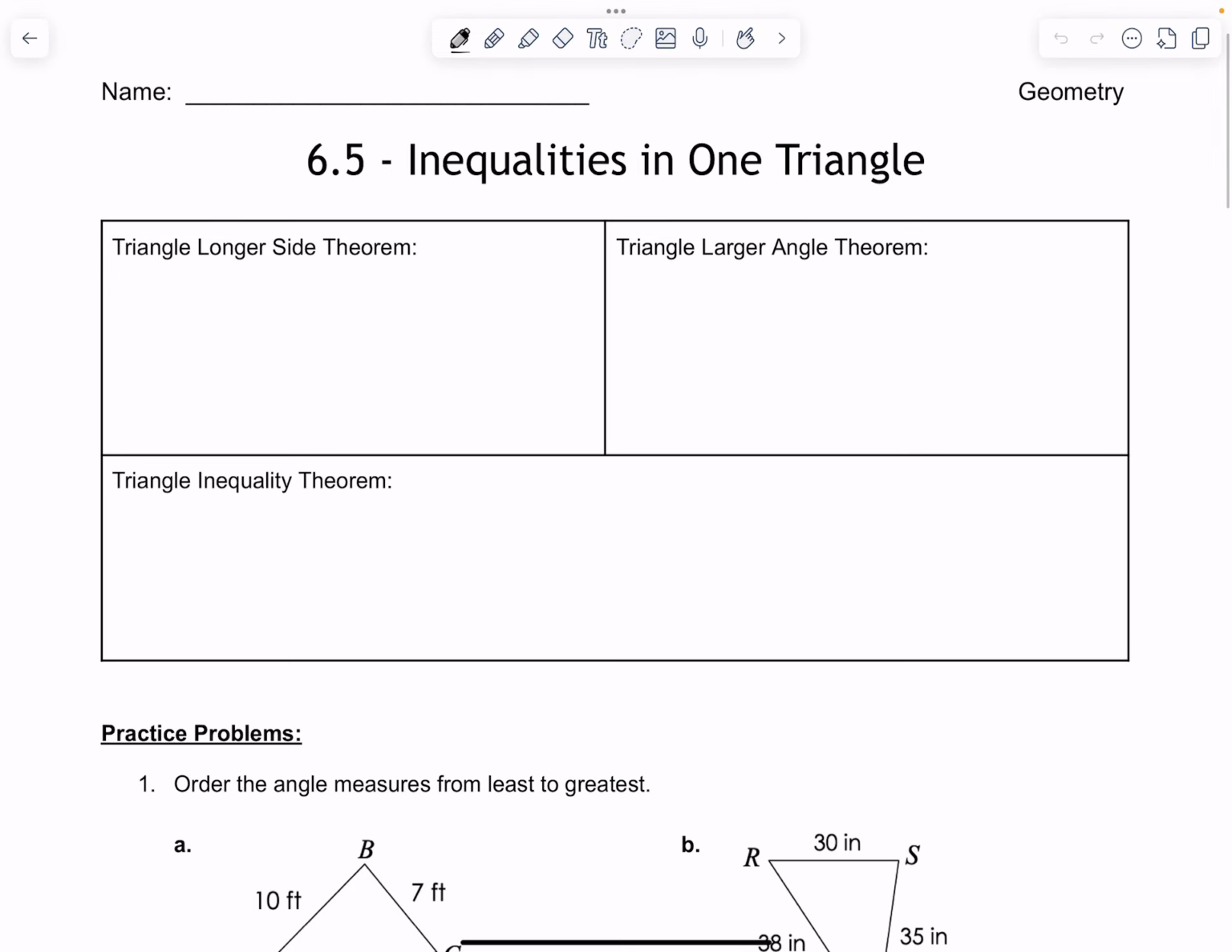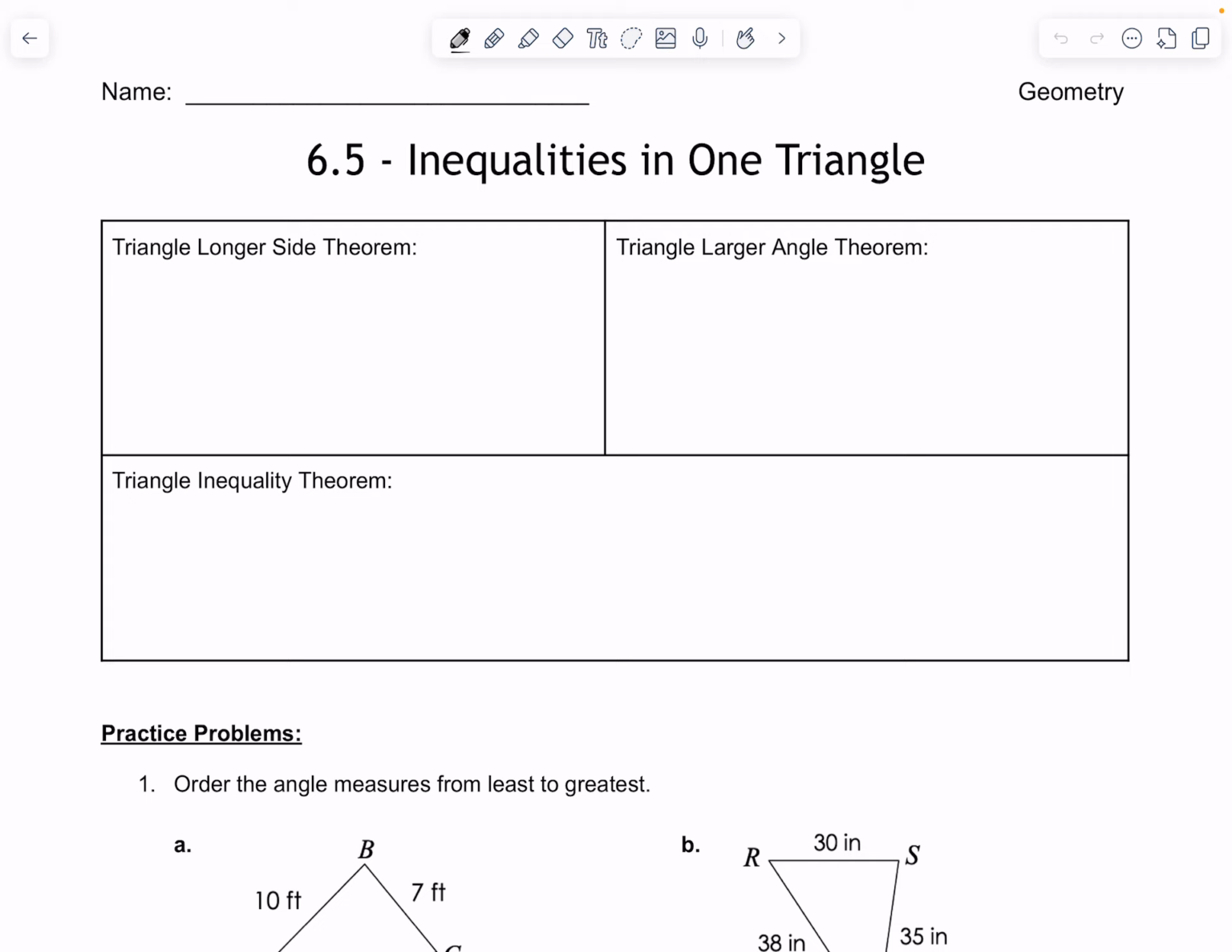In this lesson, we're going to go over 3 different theorems about one triangle, and then use those theorems to help us answer some questions. All right. So let's start with the first 2 at the top: the triangle longer side theorem and the triangle larger angle theorem. All right.